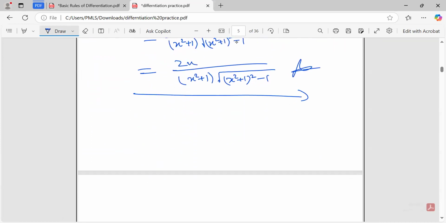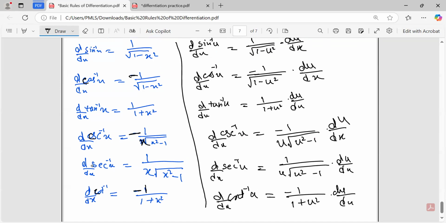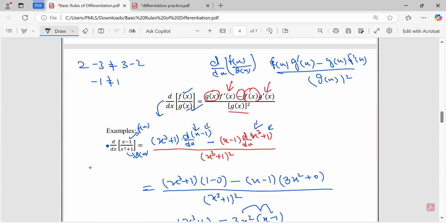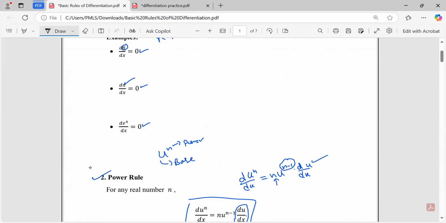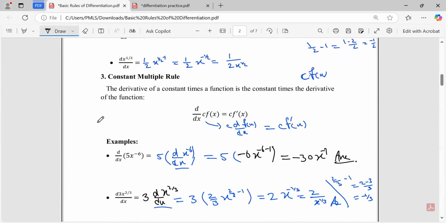So actually today what we did, we just revised the basic rules of differentiation. If I give you a quick review, first of all we discussed how the derivative of a constant is zero. After that we did some examples, then the power rule. In the power rule we have two types, the generalization and the particular. After the power rule, we discussed some examples and the constant multiple rule: if you have a constant multiplied by a function, we keep the constant out of the derivative and take the derivative of the function.